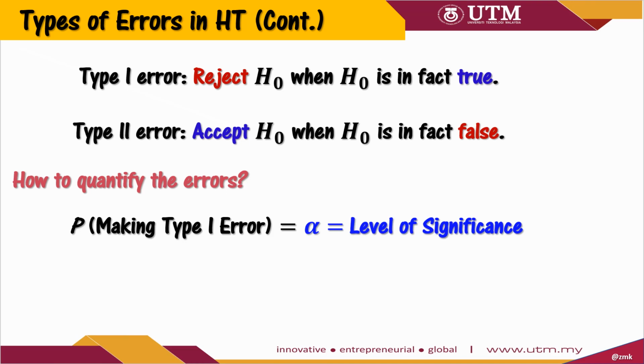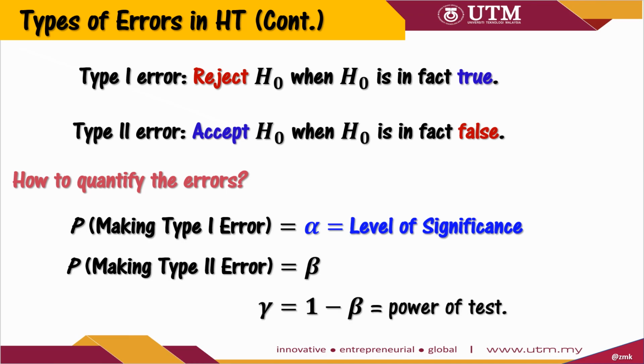We can quantify type 2 error by finding the probability of making type 2 error, denoted by beta, whereas 1 minus beta is gamma, which denotes the power of test. Please be informed that the calculation of beta and the calculation of gamma are not covered in this engineering statistics course. Nevertheless, an important point to note is that when we reduce alpha, beta would increase. On the other hand, when we reduce beta, alpha will increase.